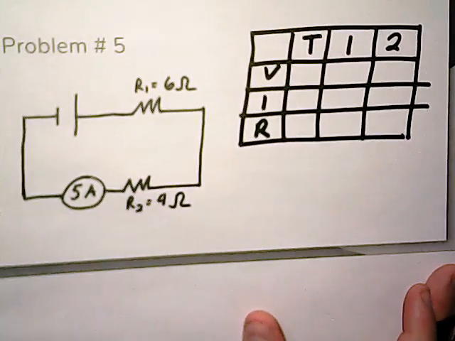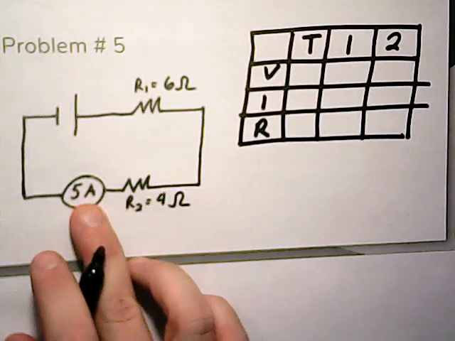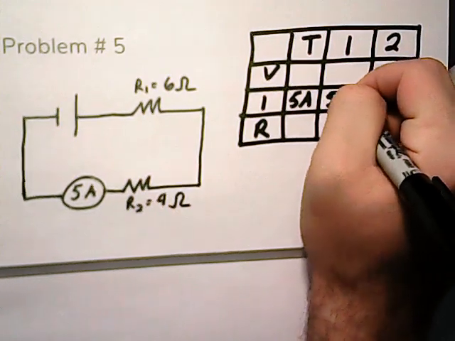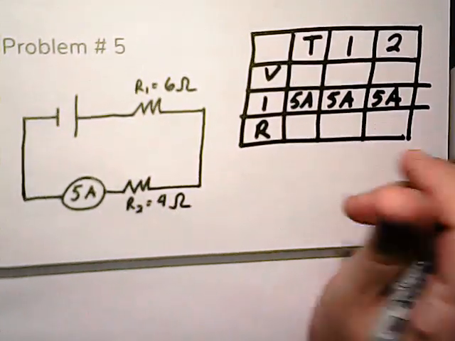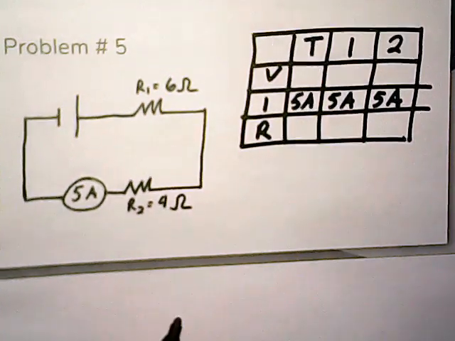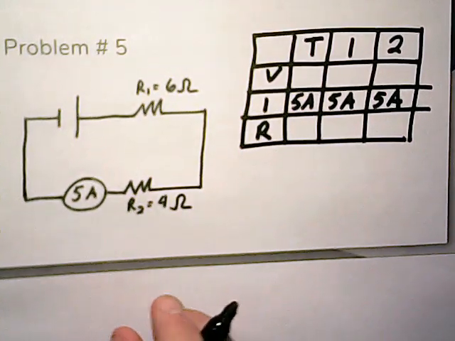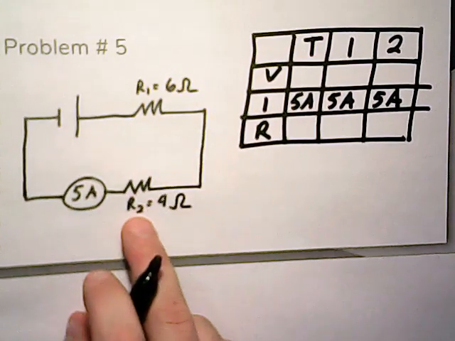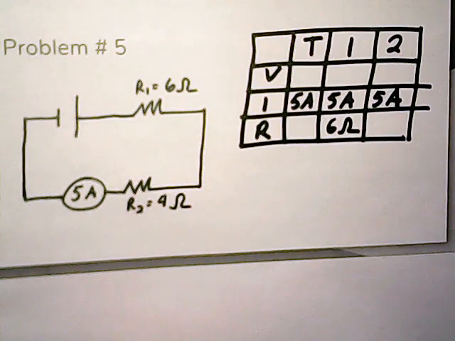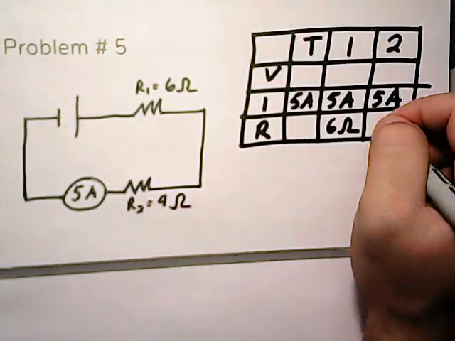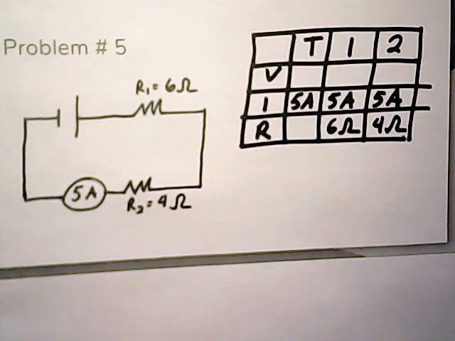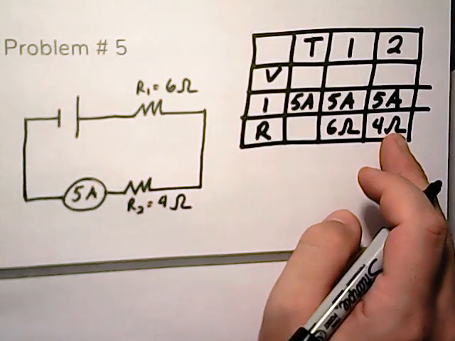Okay, so for here, we're going to fill in what we know. 5 amps is the current. Current is the same everywhere in the circuit. Okay, our resistors, we're given R1 and R2. R1 is 6 ohms. R2 is 4 ohms. So we have 6 ohms and 4 ohms.